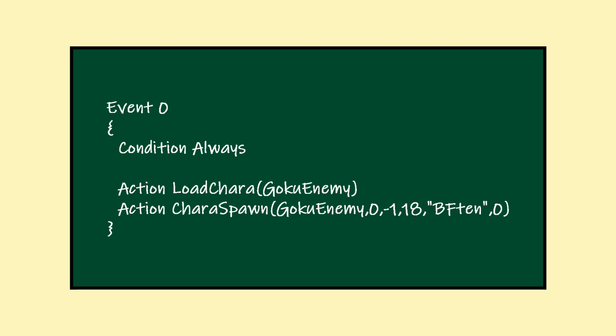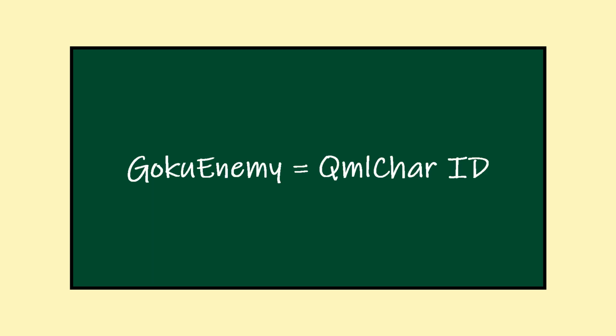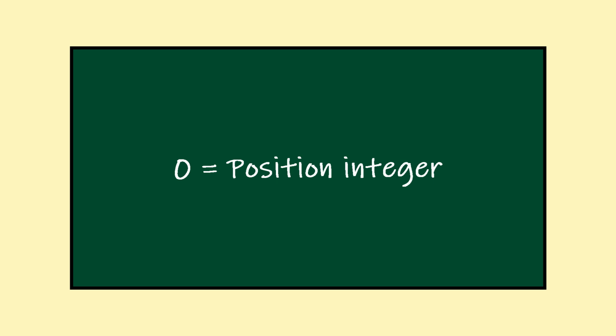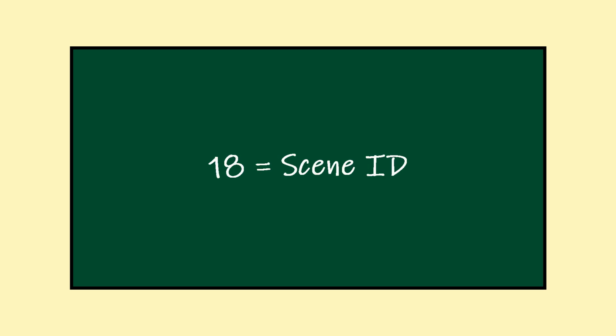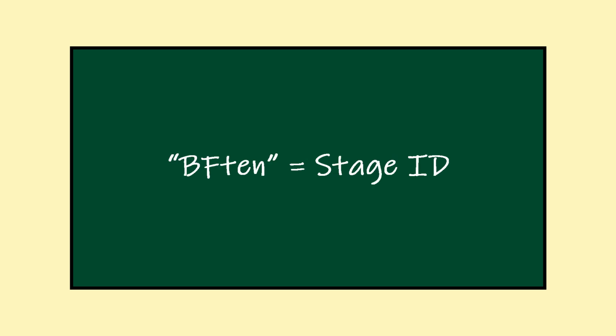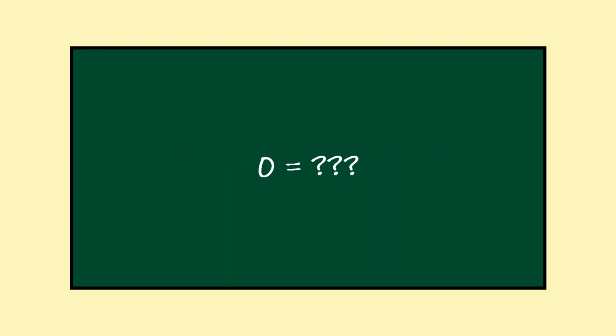Now type action Kara spawn, Goku enemy 0, -1, 18, BF10, 0. Goku enemy is the QML car ID, 0 is position integer, -1 is dialog trigger. You can write an ID of a dialog here, or write -1 so that no dialog will play when Goku spawns. 18 is the scene ID. I will provide a list of scenes in the description and you can pick whichever one you want that is used for spawning. BF10 is the stage ID, same as in cars and quests. 0 is an unknown value.